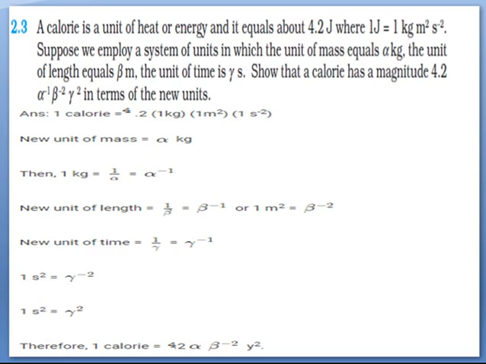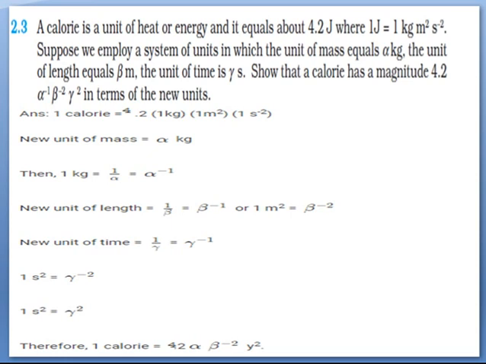Suppose we employ a system of units in which the unit of mass equals alpha kg, the unit of length equals beta meter, and the unit of time is gamma second. Then you have to show that a calorie has a magnitude 4.2 alpha^-1 beta^-2 gamma^2 in terms of the new units. See, as we know, 1 calorie is equal to 4.2 kg meter square per second square.